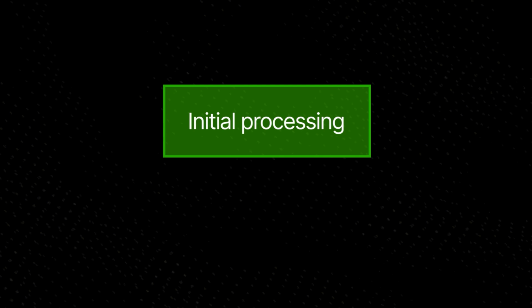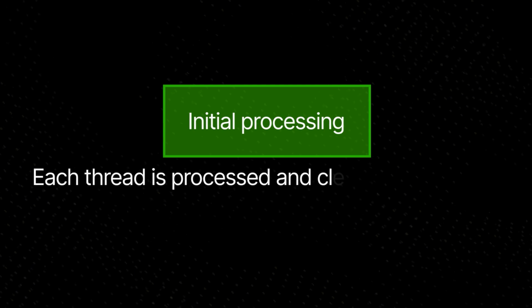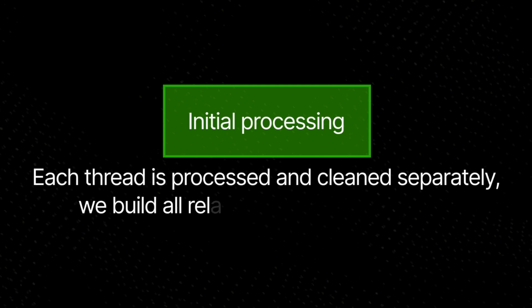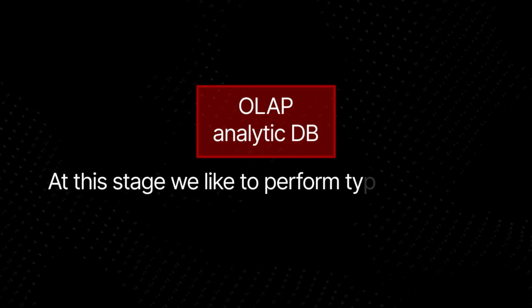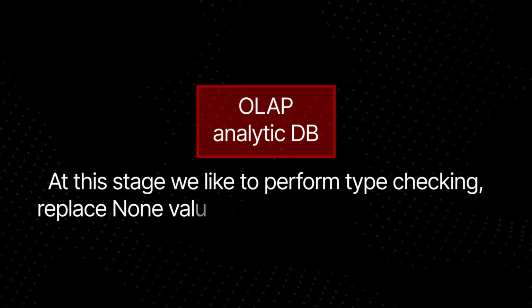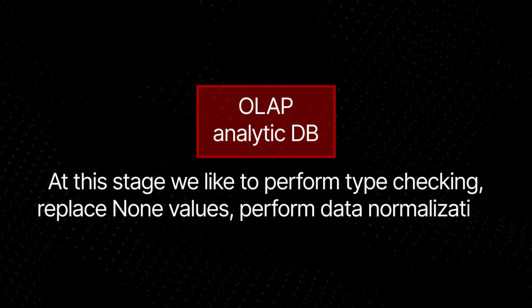Initial processing. Each thread is processed and cleaned separately. We build all relationships at the very end. At this stage, we need to perform type checking, replace non-values, and perform data normalization. At this stage, we do not talk about cleaning and processing of the data themselves, only their preparation. Now, we write everything into the analytical database.